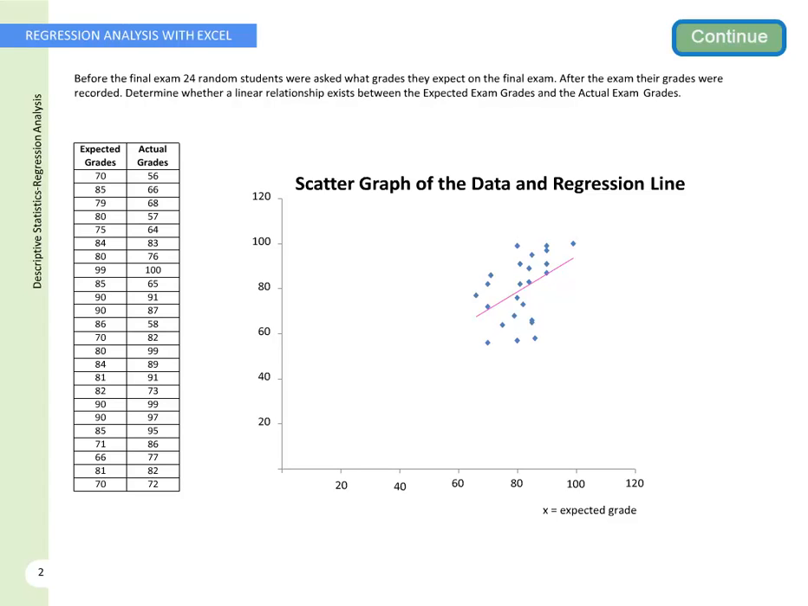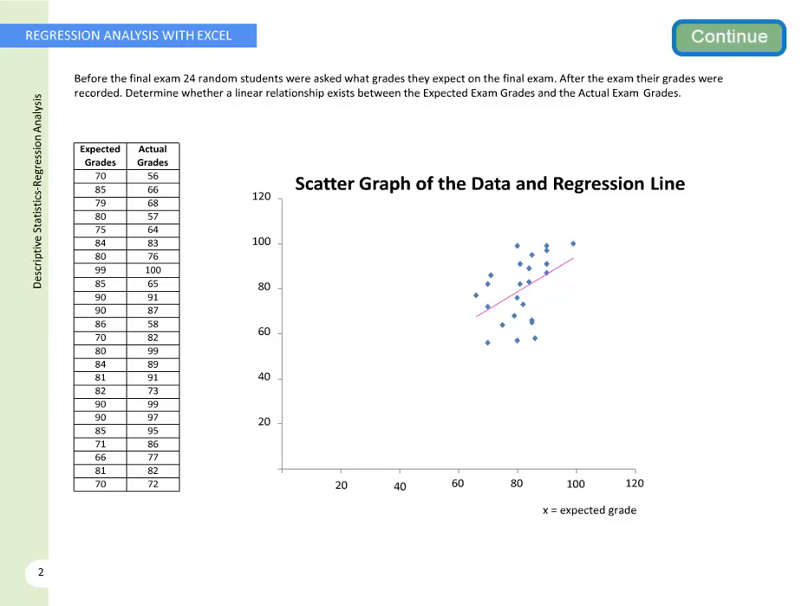The collected data is plotted using the Excel scatter chart, where x, the independent variable, is the expected grade, and y, the dependent variable, is the actual grade. Glancing at the graph, you notice that as the expected grade increases, the actual grade also increases. You can imagine a line through the data, such that the points cluster about that line. It is the regression line, the line that best fits the data. In the remaining of this video we'll get into the details of the regression analysis, which examines the relationship between two variables.